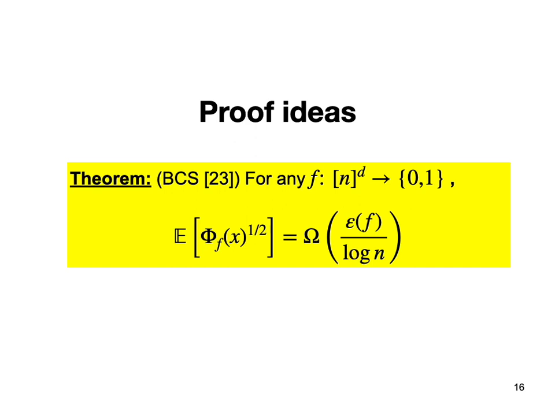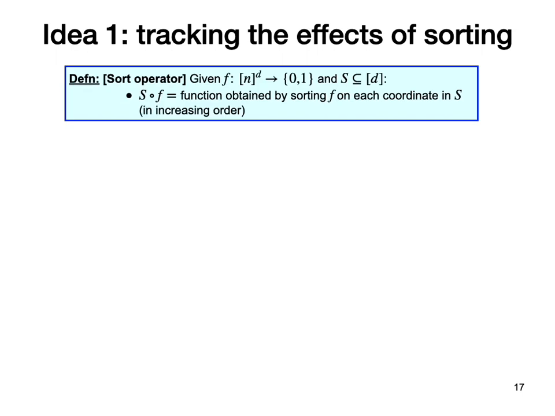Now in the remainder of the talk, I'm going to give you just some of the high-level proof ideas, but focusing on the non-robust version. At the core of our proof is something called the sort operator, which is defined as follows. For a function f and a set of coordinates s in 1 through d, we denote by s circ f the function obtained by sorting f on each of the coordinates in s in increasing order.